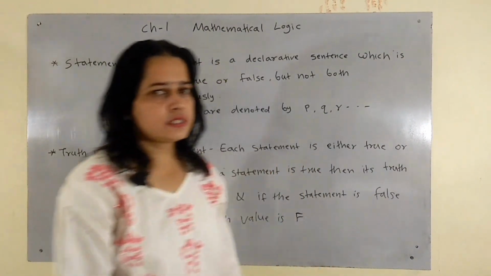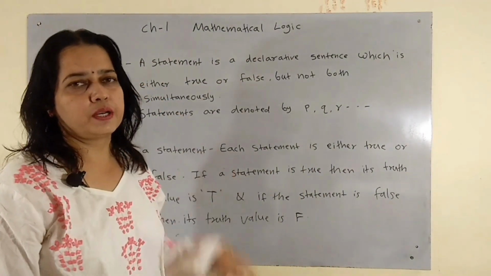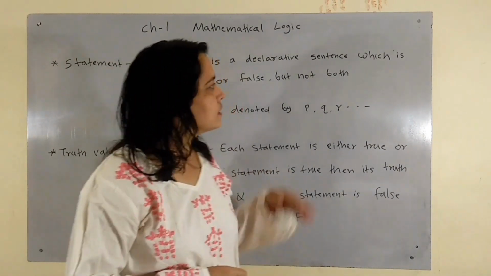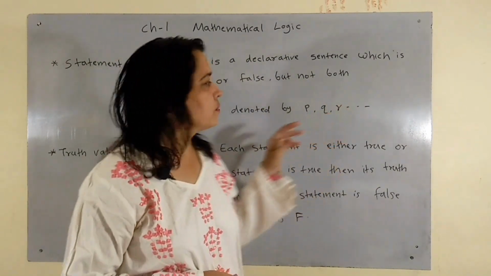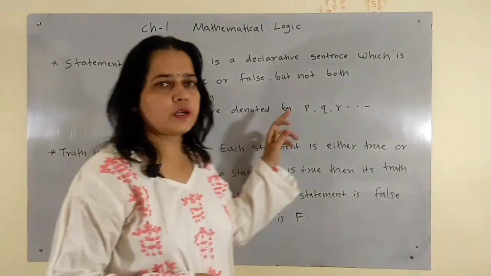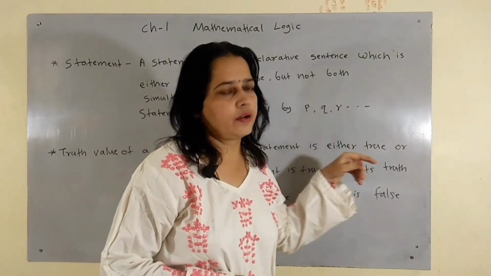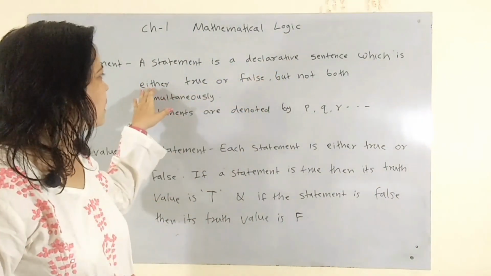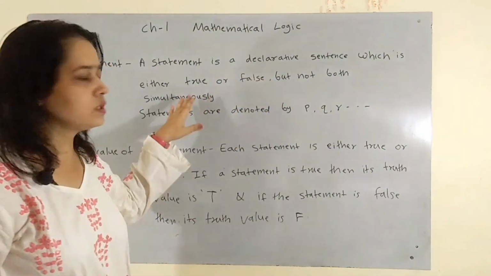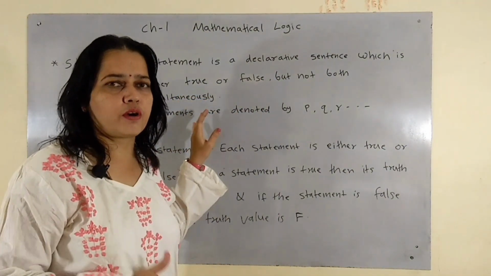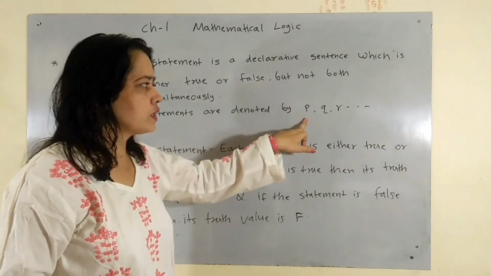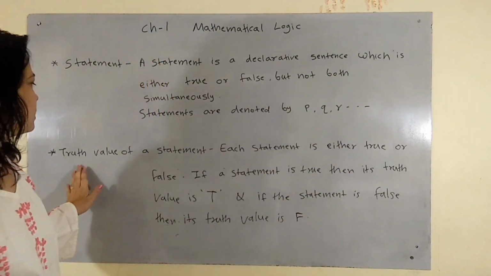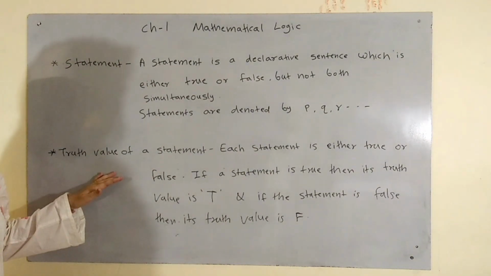So first, let's take a look at the definition of a statement. A statement is a declarative sentence which is either true or false, but not both simultaneously. Statements are denoted by small letters P, Q, R, and so on.